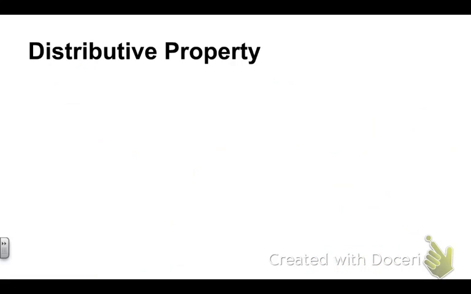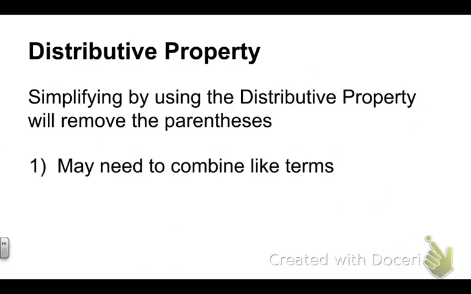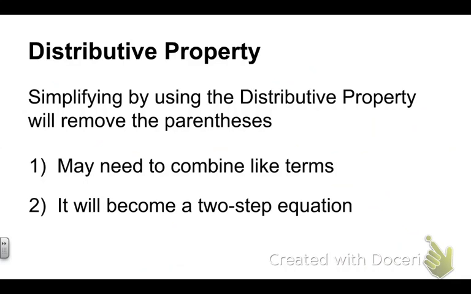You might also have an equation that has the distributive property in it. And remember, if you simplify by using the distributive property, taking that outside number and multiplying by everything inside the parentheses, it's going to get rid of those parentheses. Now, keep in mind, you might have to combine like terms after you do distributive property. Do your distributive property first. Your multiplying always comes before adding and subtracting. And then it'll become a two-step equation.